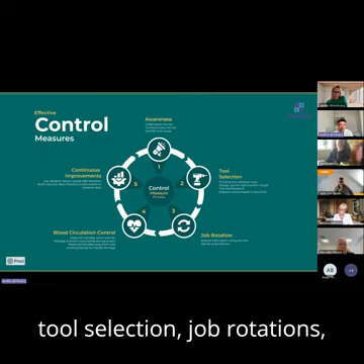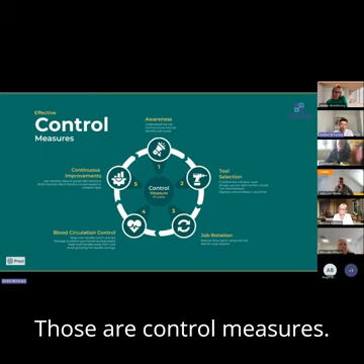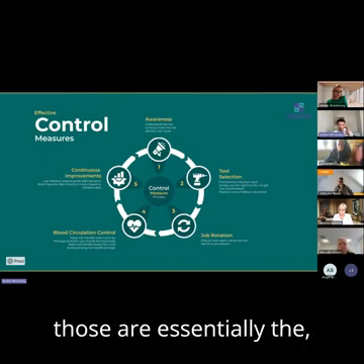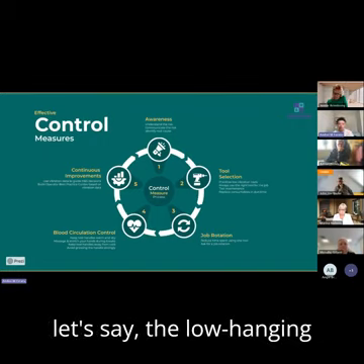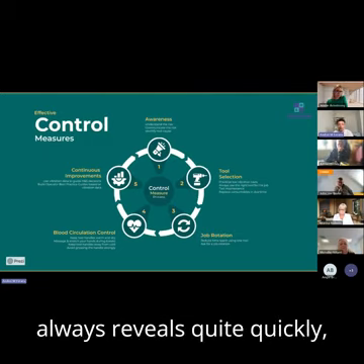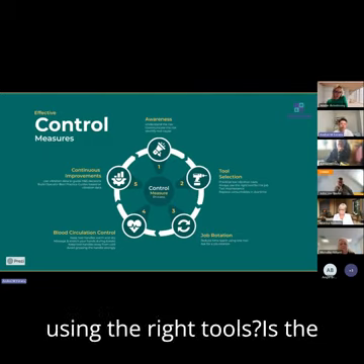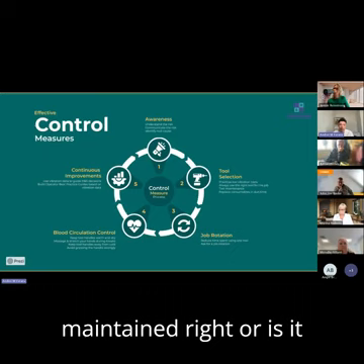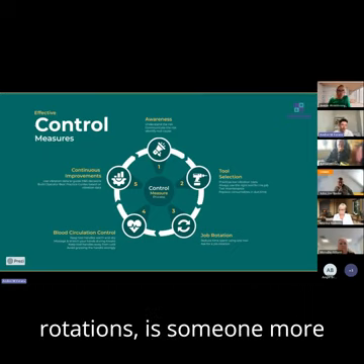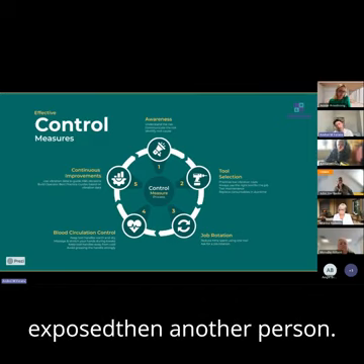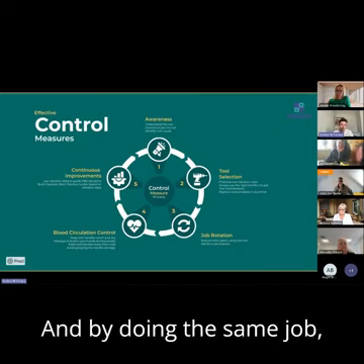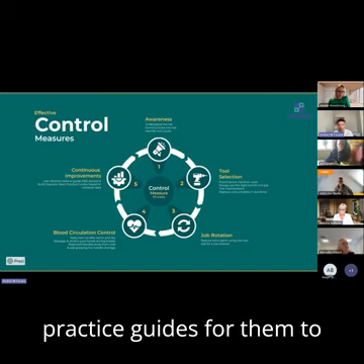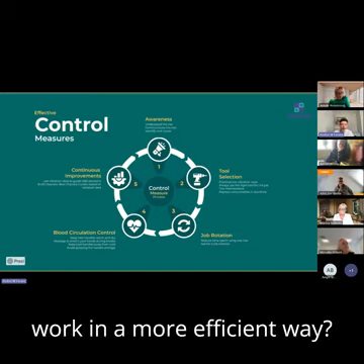Tool selection, job rotations, those are control measures. I'm going to go through a few specific examples in the hierarchy of controls, but those are essentially, let's say, the low-hanging fruit. That data always reveals quite quickly: are you actually using the right tools? Is the consumable maintained right, or is it worn out? And then job rotations, is someone more exposed than another person, and by doing the same job, can we rotate people more effectively? Can we build best practice guides for them to work in a more efficient way?